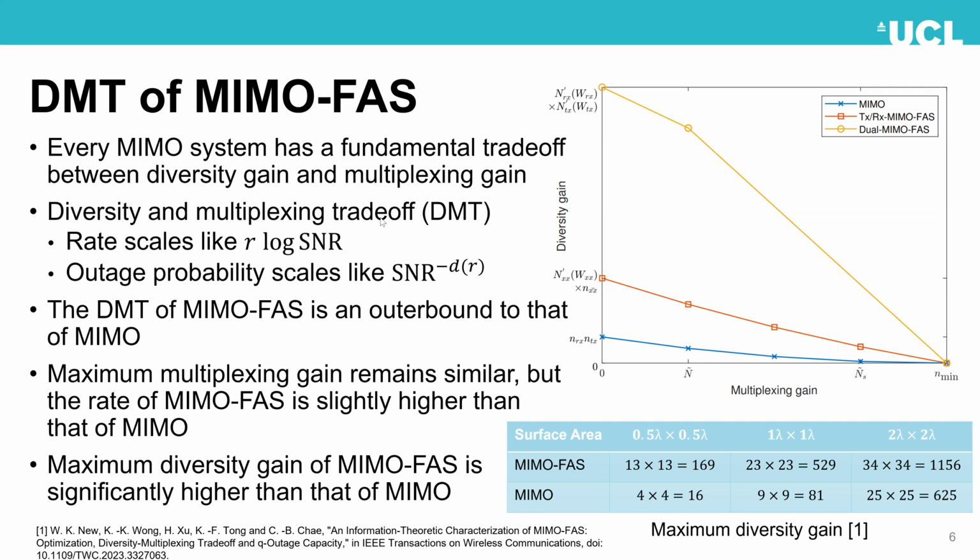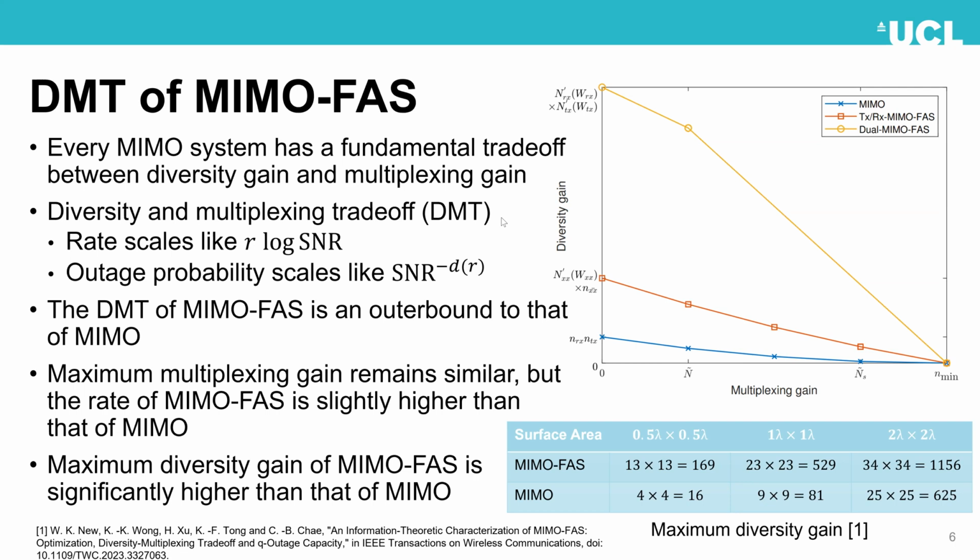Okay, so in particular, a system is said to achieve a multiplexing gain of R and a diversity gain of DR when the rate scales like R log SNR and the outage probability scales like SNR to the power of negative DR as SNR approaches infinity. Okay, so since every MIMO system has this trade-off, this DMT becomes a very suitable metric to evaluate the performance of different MIMO systems.